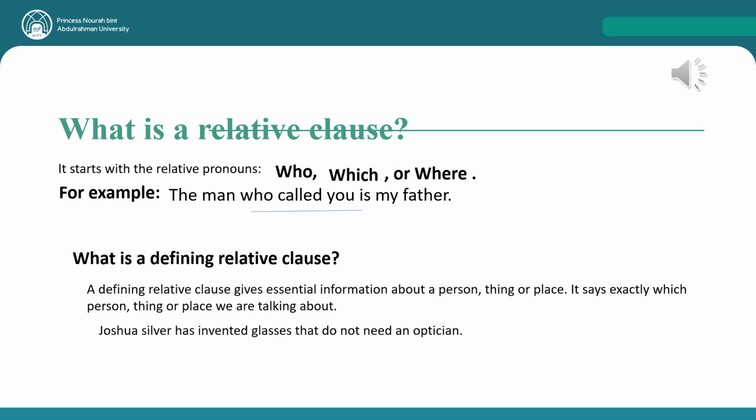Joshua Silver has invented glasses that do not need an optician. The relative clause here is that do not need an optician. It tells us which glasses we're talking about. Without this information, we wouldn't know which glasses Joshua Silver invented. It's essential to understanding the sentence. So remember, a defining relative clause can't be omitted.